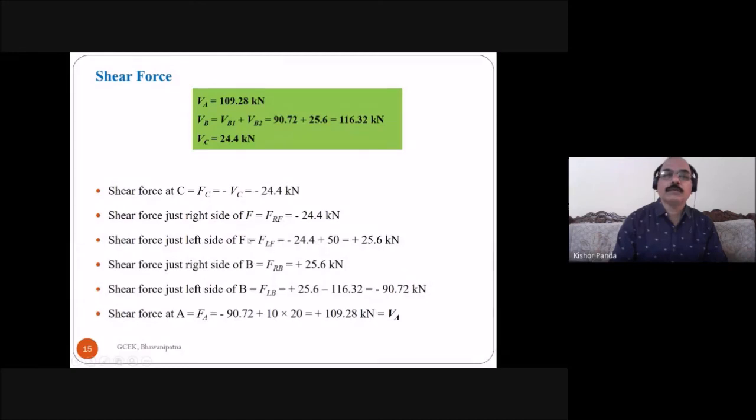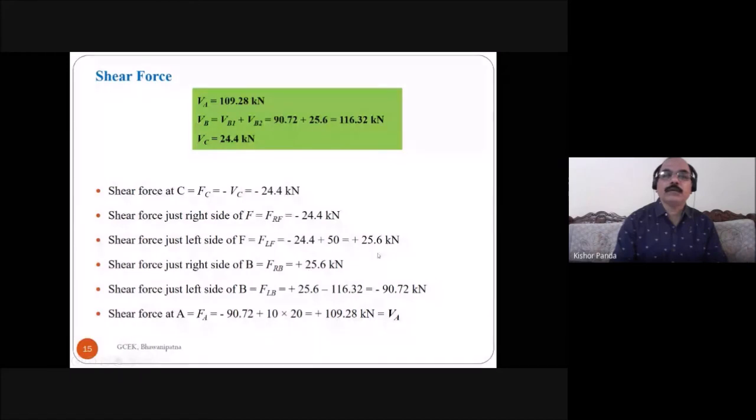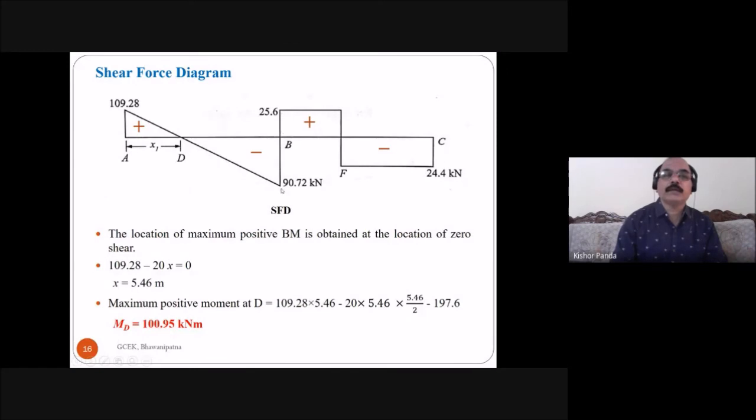Then the shear force just left side of F is plus 25.6 kilonewton. Here it suddenly increases to 25.6 kilonewton. Then it is constant up to right of B, constant 25.6 kilonewton. Then the shear force left of B is 90.72. This suddenly decreases due to the upward support reaction. It decreases to 90.72. Then due to the UDL, it increases to 109.28 linearly, from left of B to support A.